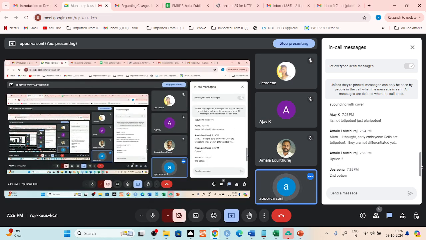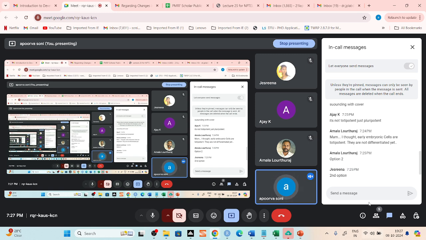what you have written. Ajay, it is not totipotent, just pluripotent. No, Ajay, you are wrong. Amla, you are right. It is totipotent, it is not pluripotent. Okay, you have to understand the difference between totipotent and pluripotent. Just tell me, can a pluripotent cell give rise to a whole embryo? No, a pluripotent cell cannot give rise to a whole embryo. Only a totipotent cell can give rise to a whole embryo, not a pluripotent cell.